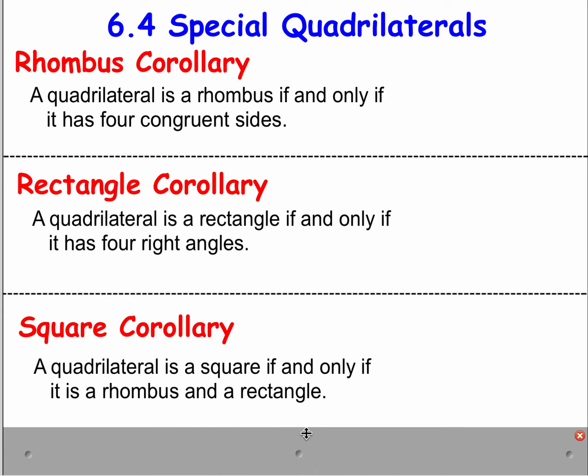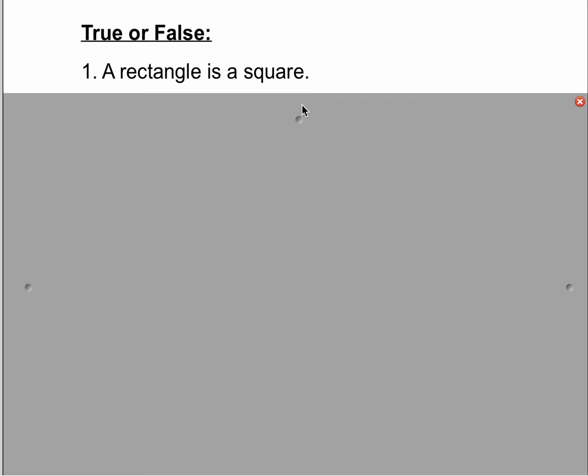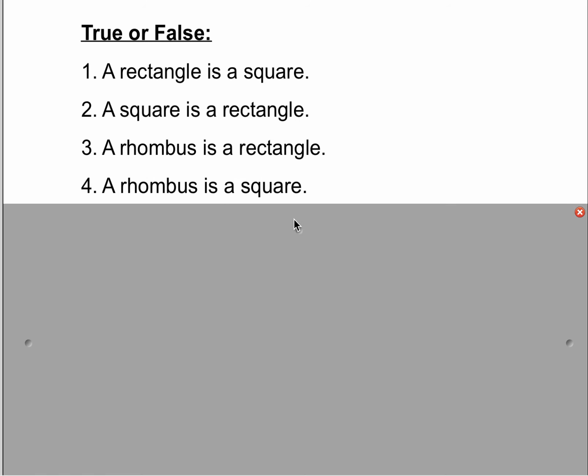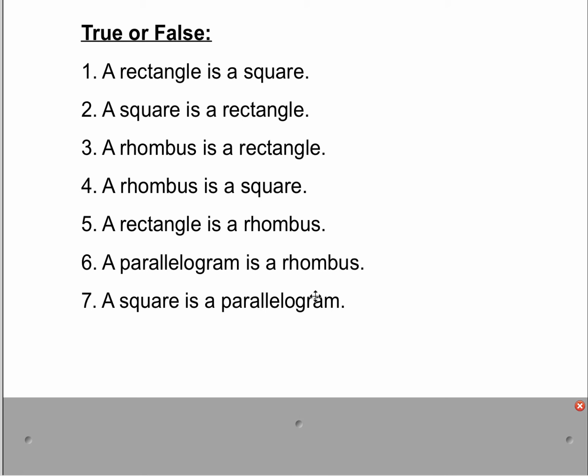Okay, so what we are going to do now is go through some true-false questions. I'm going to click over to the next slide, and you will see all of these here. I want you to go through these one at a time and just write true or false. I'm going to give you a second to pause the video, and when you pause the video, I want you to go through all 7 of these.